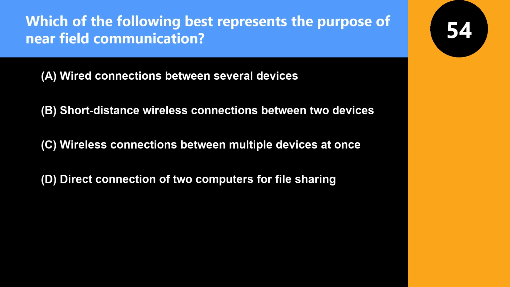Question 54. Which of the following best represents the purpose of near-field communication? Option A, wired connections between several devices. Option B, short-distance wireless connections between two devices. Option C, wireless connections between multiple devices at once. Option D, direct connection of two computers for file sharing. The correct answer is option B, short-distance wireless connections between two devices.